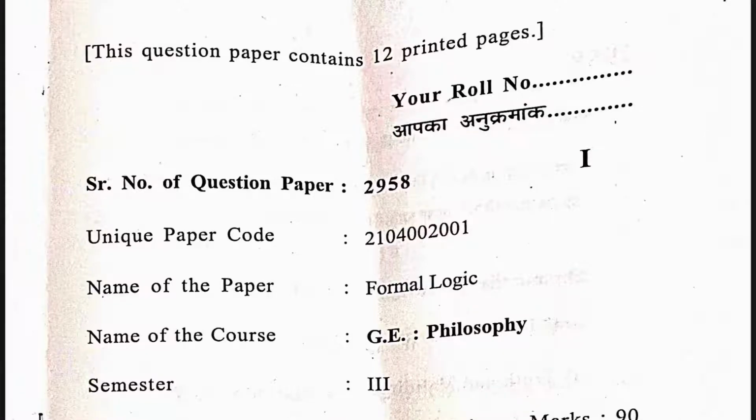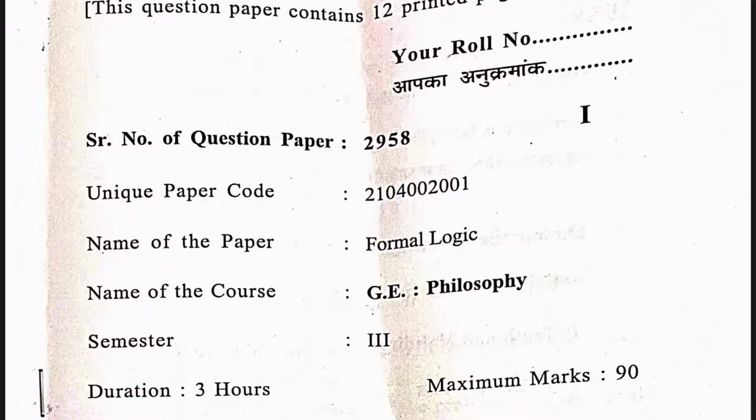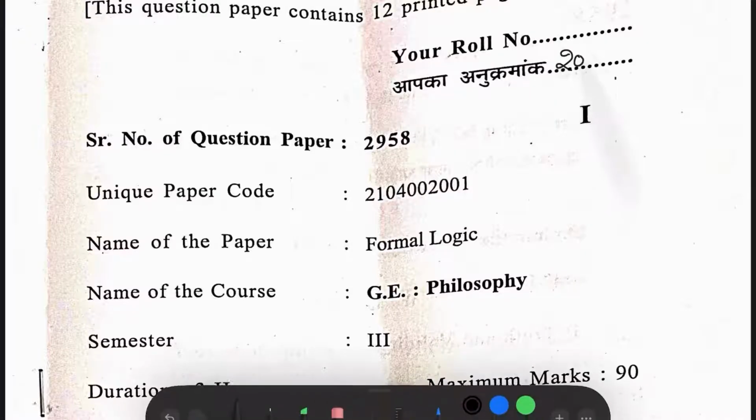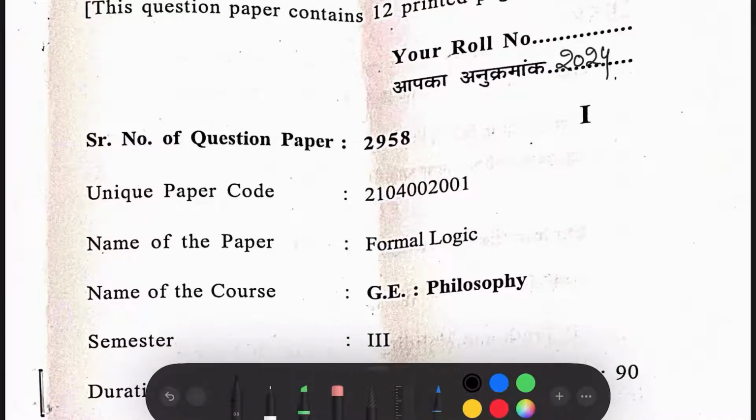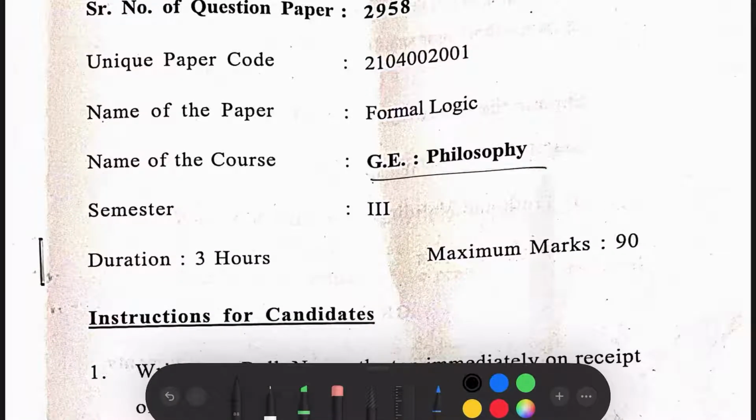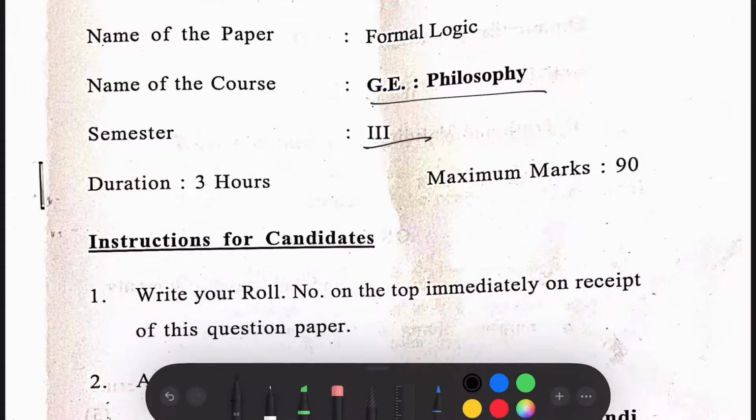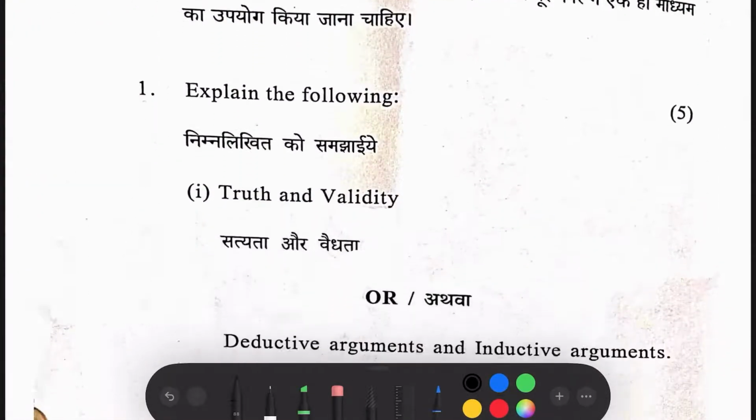Today in this video we are going to solve the question paper of formal logic, which is the latest question paper 2024, GE philosophy 3rd semester. The duration for the exam is 3 hours and it is out of 90 marks. So let's start with the questions itself.